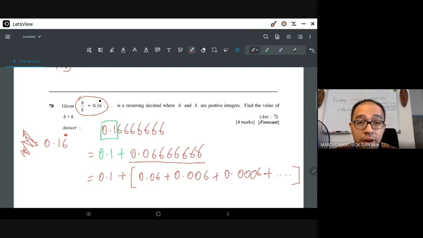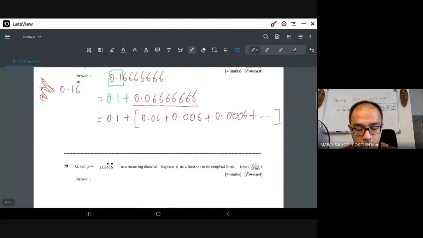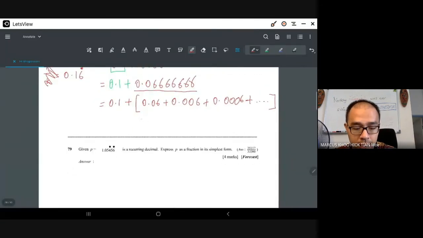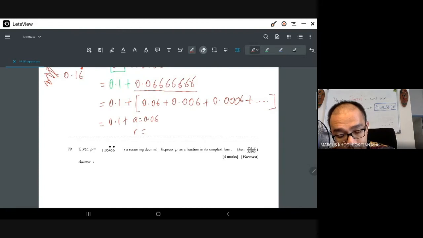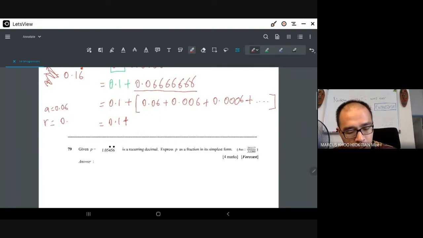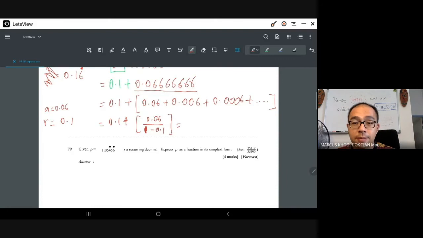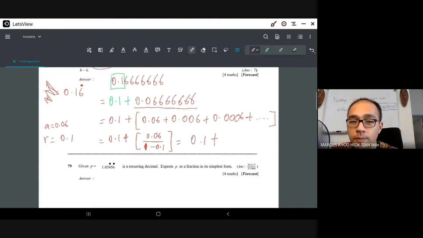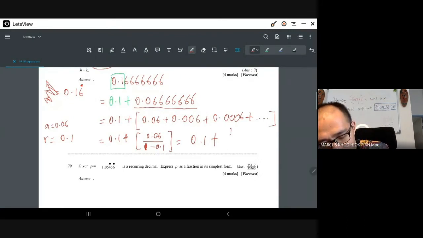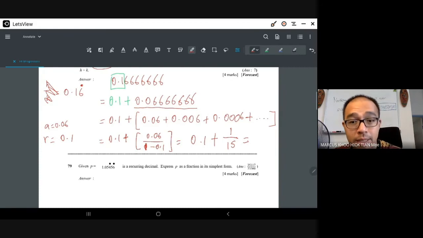Very, very important. So when you do this, you find that our A is 0.06. What is my R? Here, the 0.1 is left aside for now. Tell me what is my R. Okay, 0.1. So I can calculate the sum to infinity: 0.06 over 1 minus 0.1. How much is this? What is my sum to infinity? 1 over 15. So we will get 0.1 plus 1 over 15. But we need to change it to decimal, so you press the ABC, and you'll get 1 over 6.